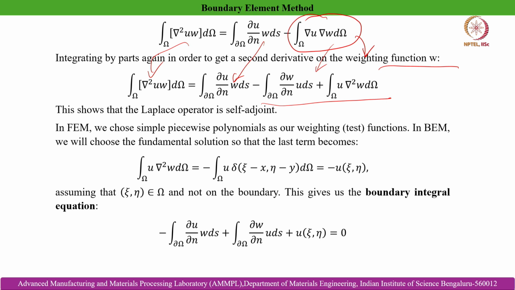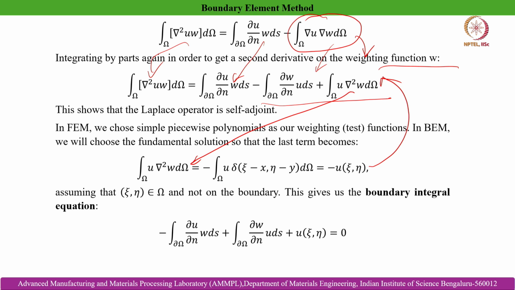Here we are getting minus the integral of u delta of (zeta minus x, eta minus y) d omega, which is equal to minus u of (eta, zeta), assuming that (eta, zeta) is in the domain omega and not on the boundary. This gives us the boundary integral equation. Now we have found the value of this part of the equation, so we put this value back in this equation and equate it to 0.